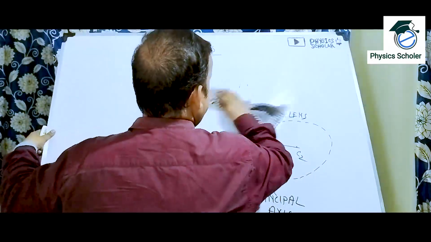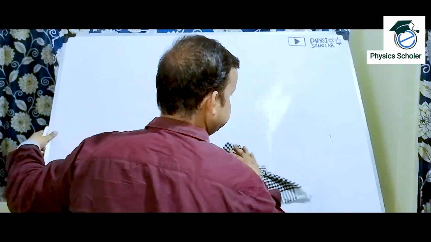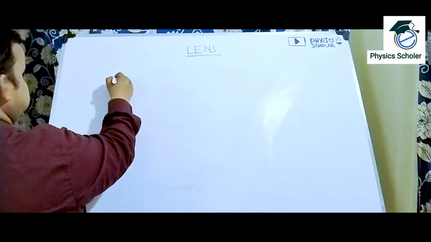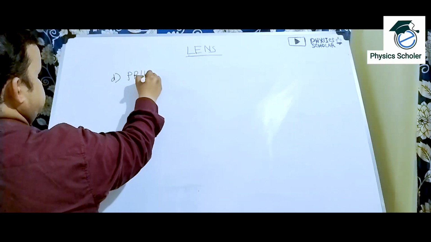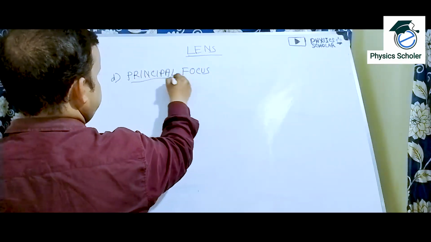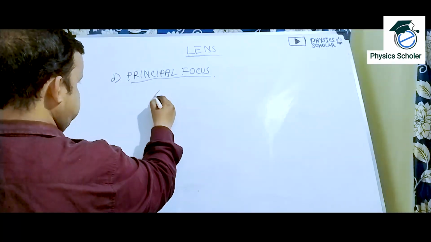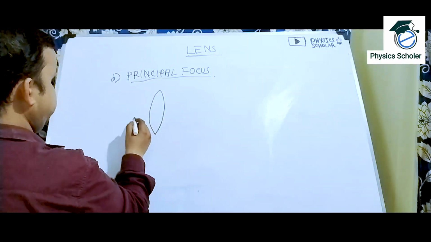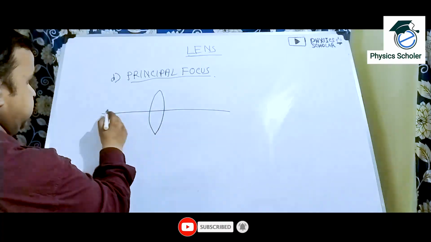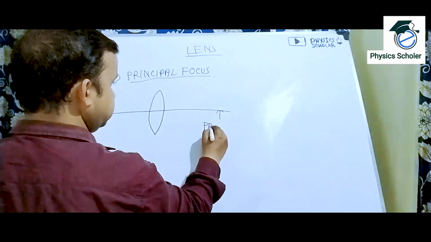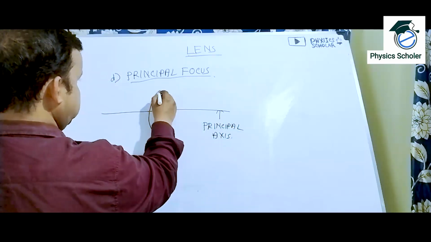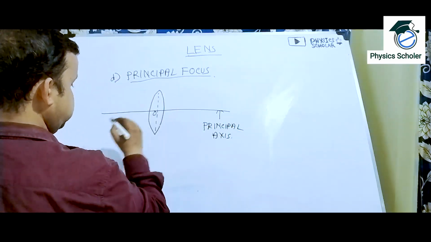Now, moving on, it's very important. What is the principal focus? See, in the case of the convex lens, this line is the principal axis. This is the pole of the lens.